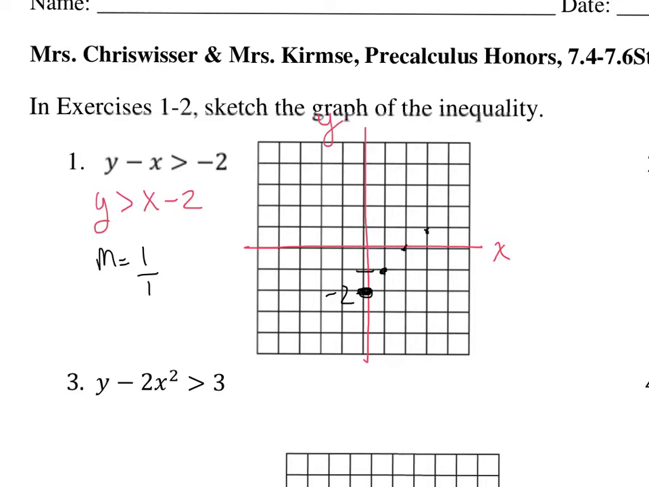So I'm going to rise and then I'm going to run. So notice that it's lining up right here. Is it a solid or a dashed line? Dashed. I know this because of this symbol here. So I'm going to leave it just like that with my little dots. And let's put some more dots here.